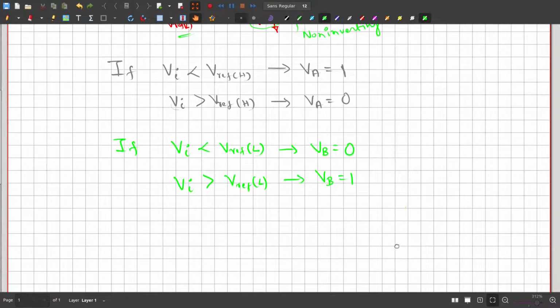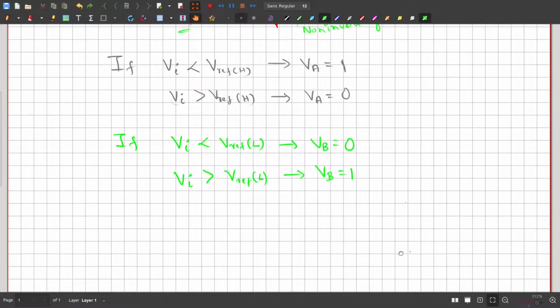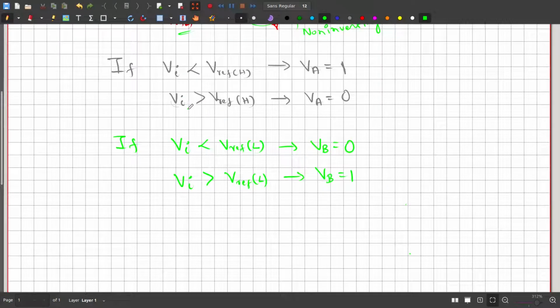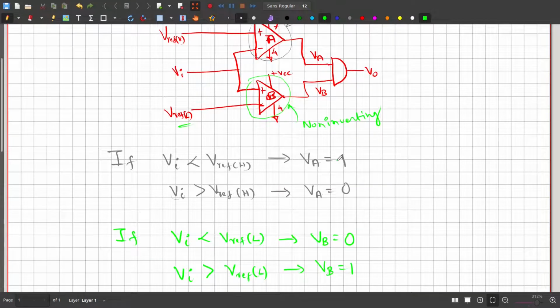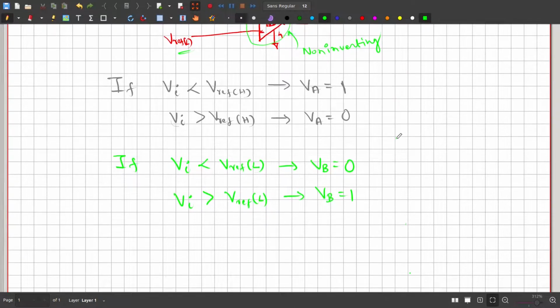So depending upon the value of Vi with reference to V ref of H and V ref of L, we have four combinations for the inputs of this AND gate. Therefore, V out varies depending upon this AND gate. Let's examine that.